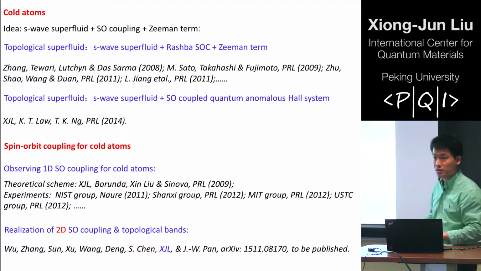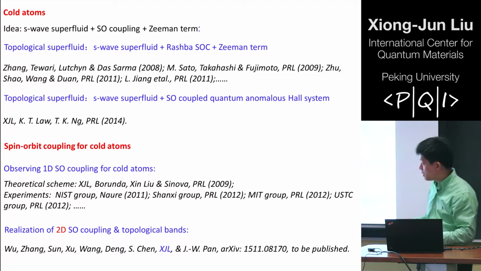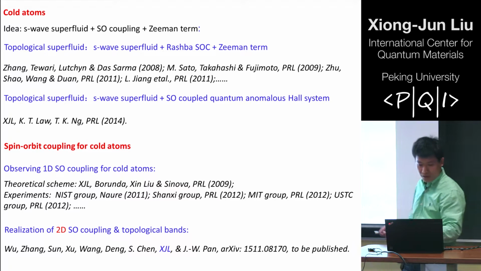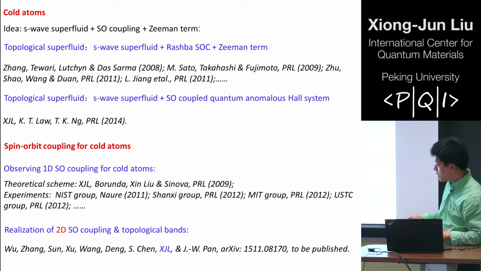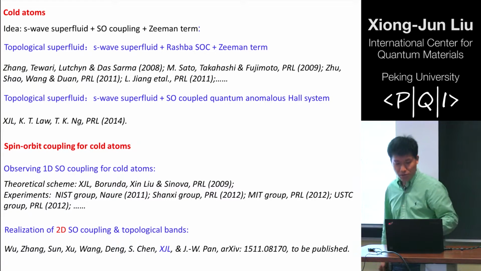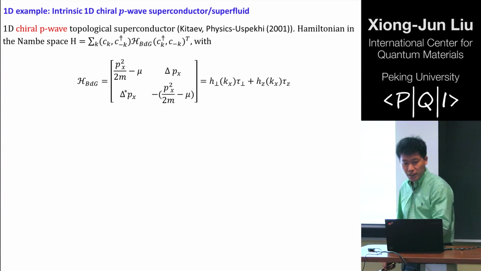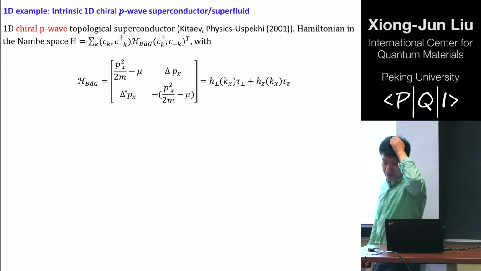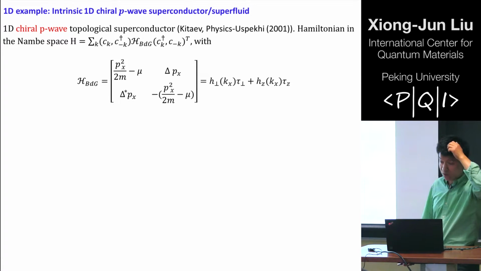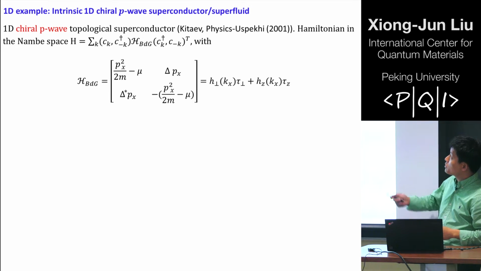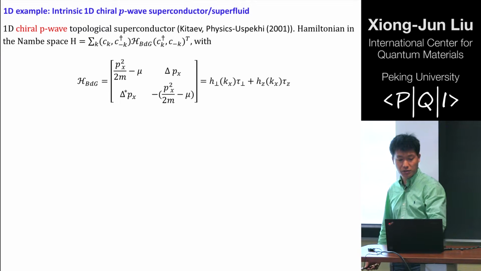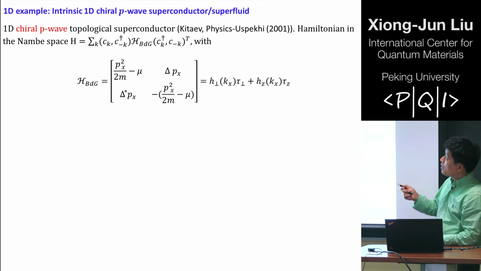But this is quite non-trivial. And recently we proposed an idea, and this has been realized in a recent experiment. Yeah. This paper is still in the second round of review in Science. We hope this can come out soon. Okay. Yeah, just now I gave some background on the progress of this issue. But I can quickly go through the basic idea to realize the p-wave superconductor.